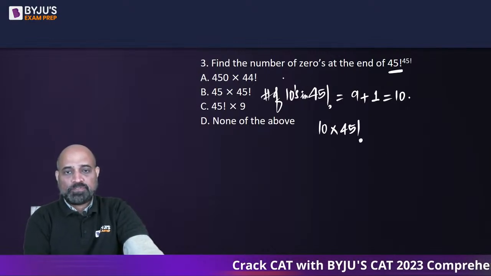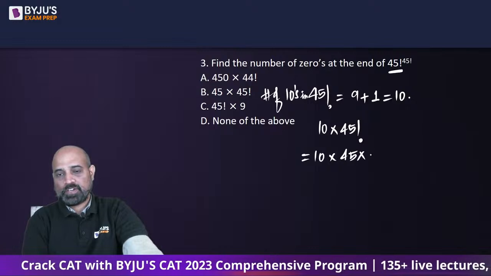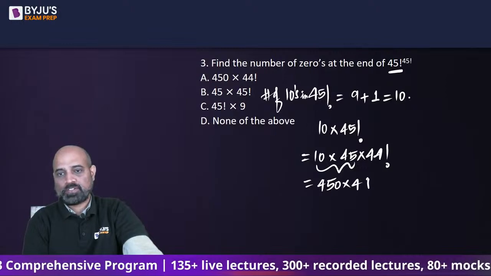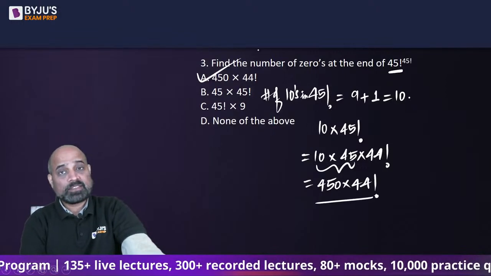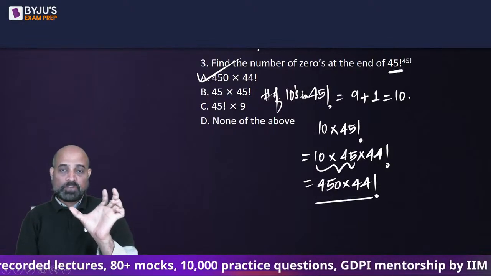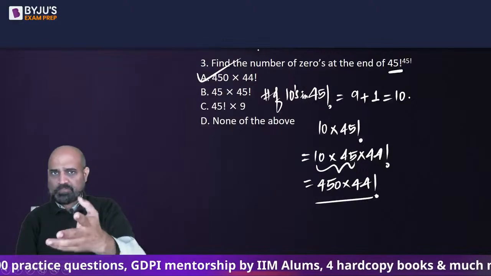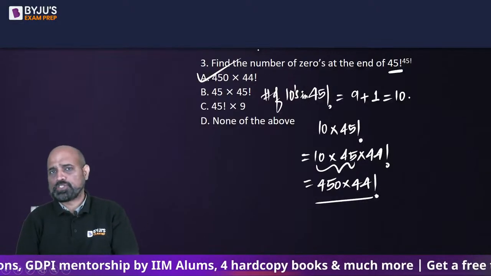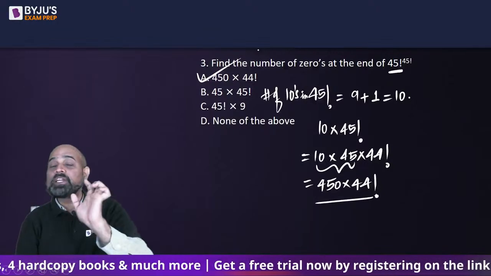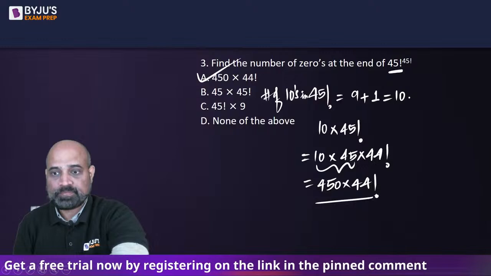So if I look at the options, the first option says 450 into 44 factorial, as in I can write 45 factorial as 45 into 44 factorial. So these two combine and this becomes 450 into 44 factorial. Perfectly, it makes sense. Remember, the number of zeros in such kind of questions only depends on the number of zeros in the base. And then you multiply it with the power, whatever that power is, whether it's a factorial or a basic number, we shouldn't care. So 45 factorial in the power is just to confuse you. That number into the number of zeros in the base results in the total number of zeros overall.